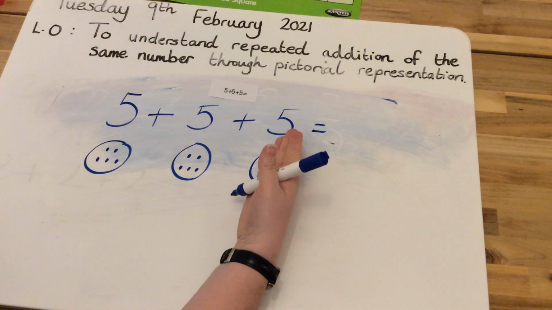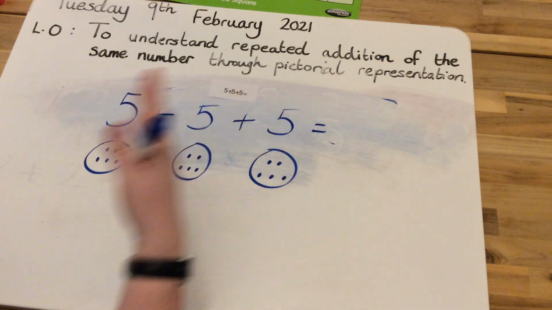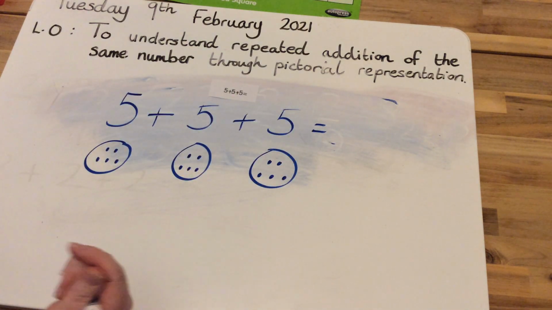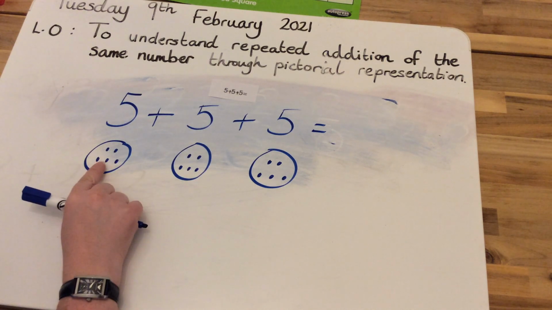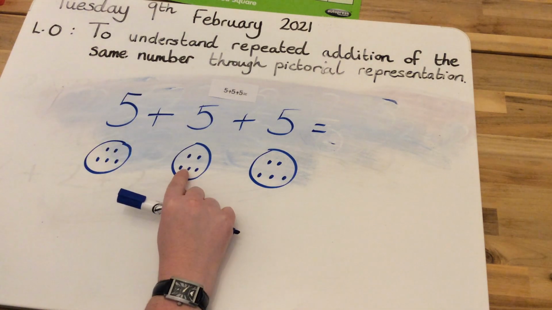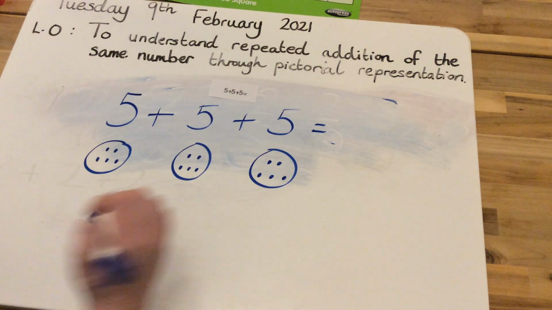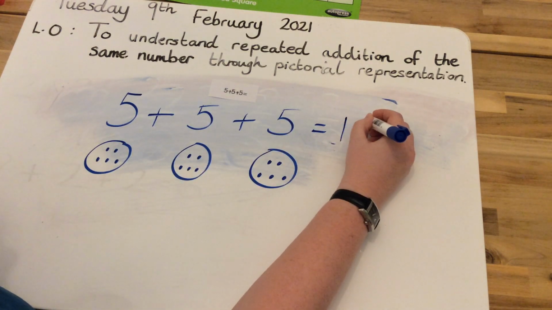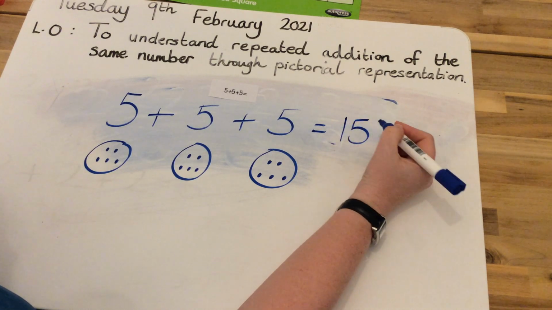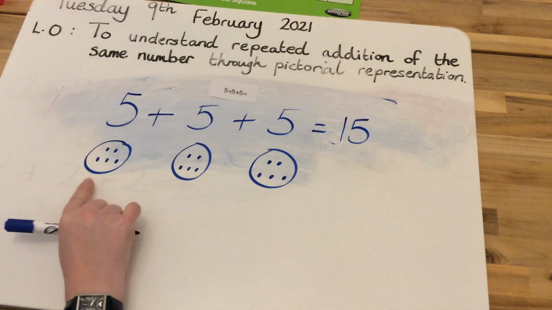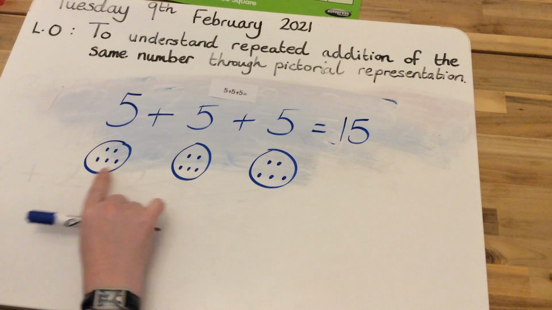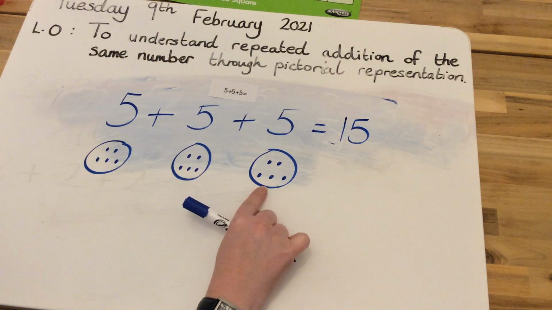Okay, let me check my pattern. I'm counting groups of 5. I've got 3 groups of 5. I'm counting in pattern of 5s. Here I go. 5, 10, 15. 15.